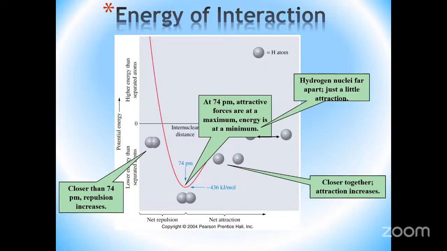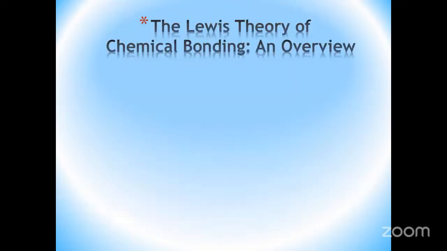So that's basically showing you the energy changes as you either increase or decrease the distance between the two nuclei. Okay, now let's talk about the Lewis theory of chemical bonding.